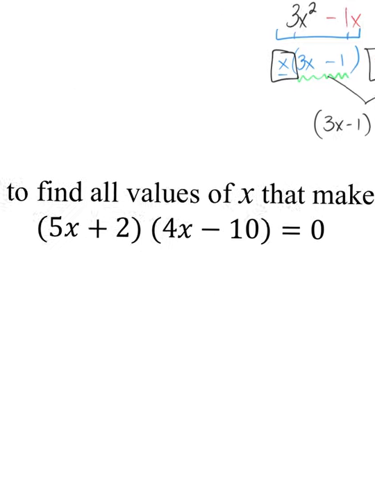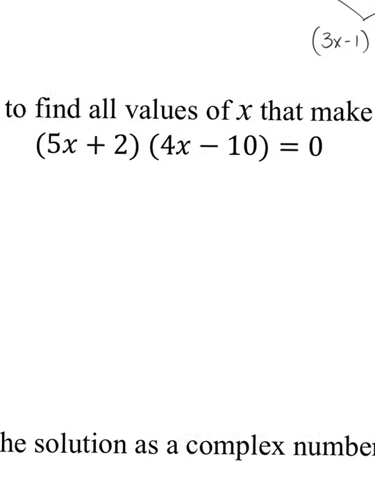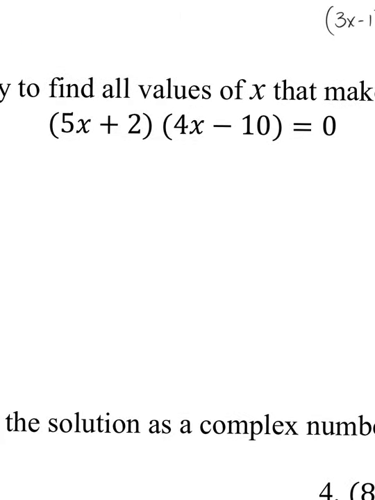We're going to move on to question number 2. Okay? Question number 2 is asking us to use the zero product property. And what's important about the zero product property is the word zero. So when we're looking to use the zero product property, all that means is that you're setting both parentheses equal to 0 and solving. So I'm setting 5x plus 2 equal to 0, and I'm setting 4x minus 10 equal to 0. Okay? And then all we need to do is solve a two-step equation.